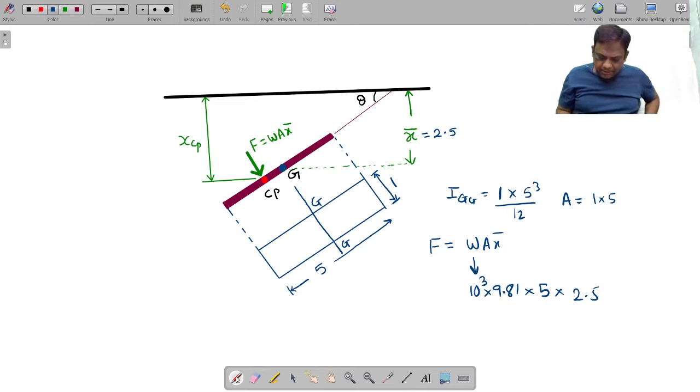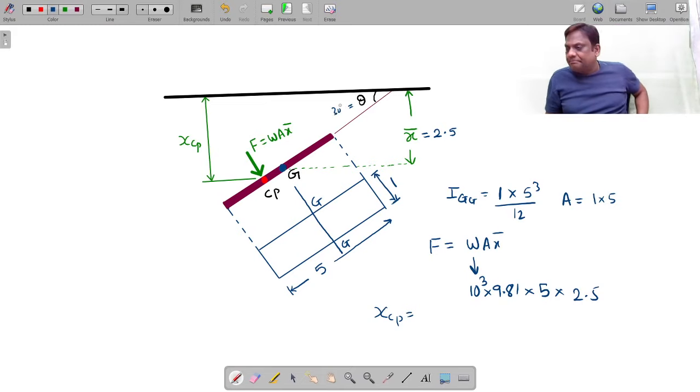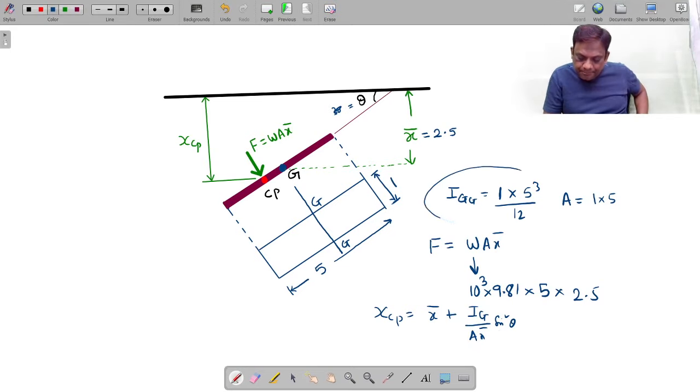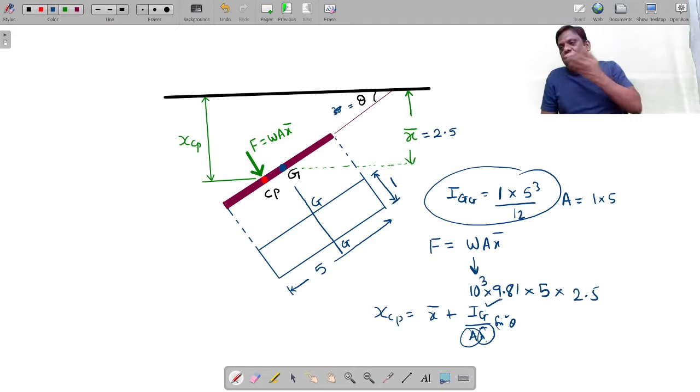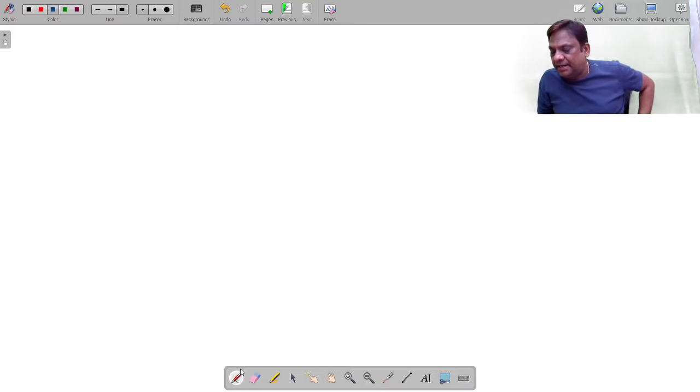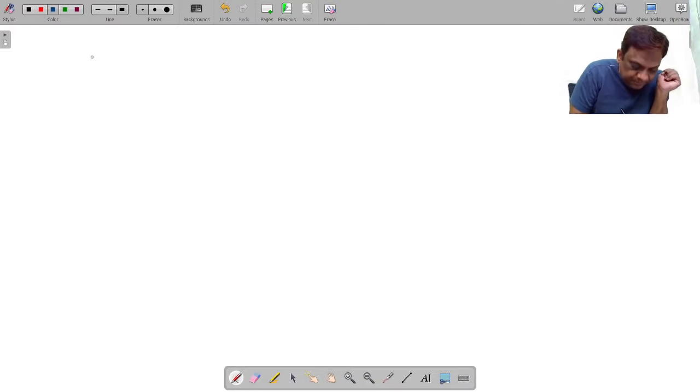Very good. So now I want X CP. Just now I derived the equation. Let this angle be some 30, whatever it may be, some angle, let it be theta. So X CP is x bar plus I G by A x bar, sine square theta. Just now I derived this equation. I G is known, area is known, x bar is known, sin theta is known. I can easily calculate X CP, no problem at all. Now we are dealing with plane surfaces. In plane surfaces, we have just completed the inclined surface. Now I will go for case 2.